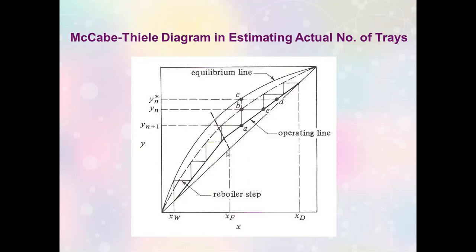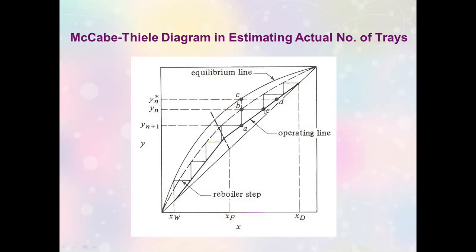So for example, this is your equilibrium curve. This is your 45-degree line. This is your enriching section operating line. This is your feed line, and this is your stripping section operating line. Now, I'd like you to look closely at it, let's say for a minute or so. Probably some of you may have an idea on how the Murphree efficiency is used in determining the actual number of stages graphically, looking at the graphical illustration.